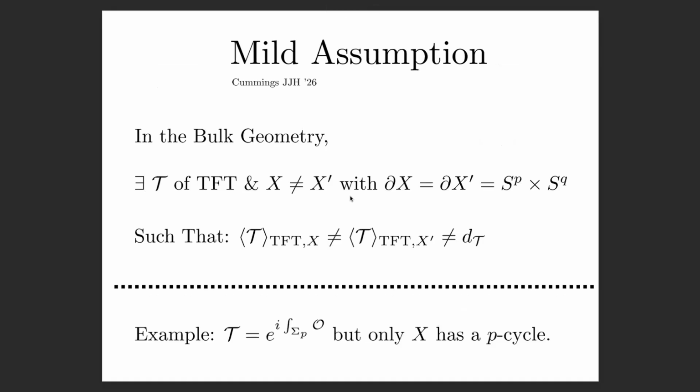How come? Well, we're assuming that we have this magical T that has a VEV in at least one of the backgrounds, and it only has a cycle, say, in one of them. Sorry. Yes.